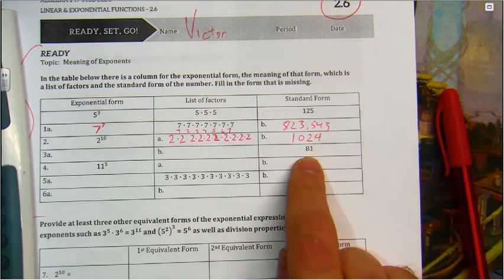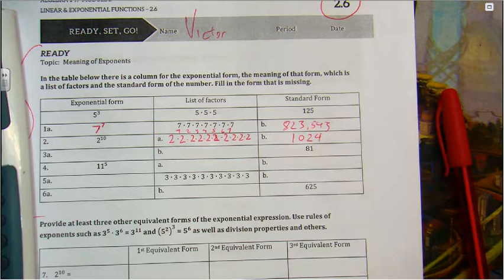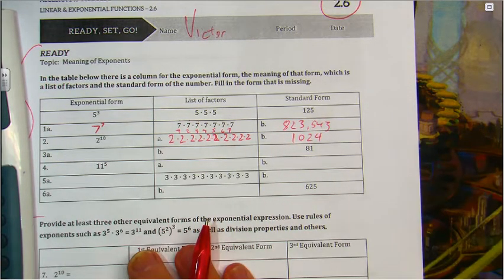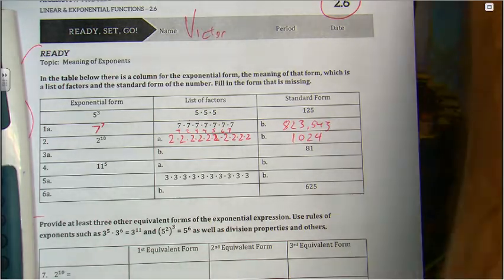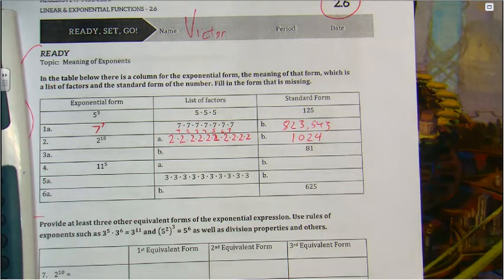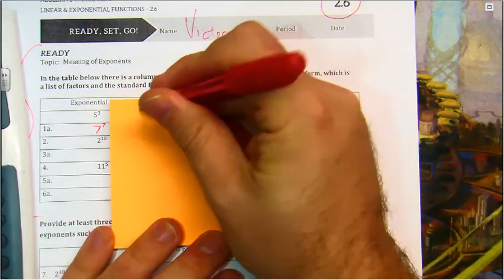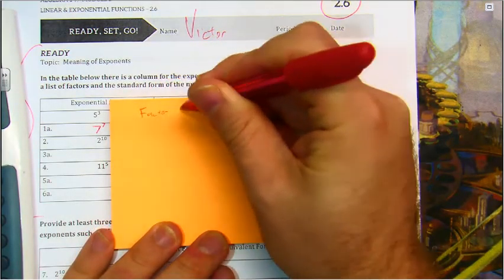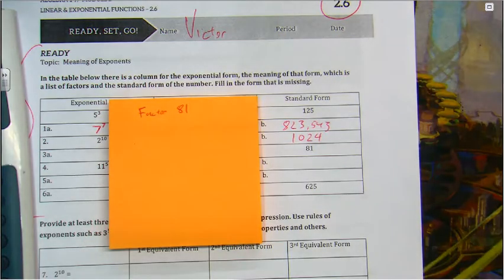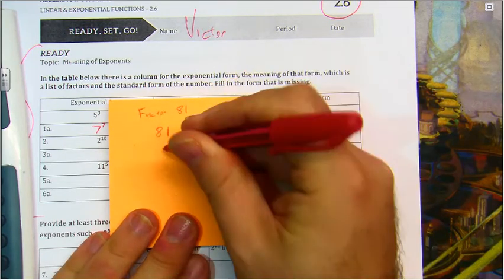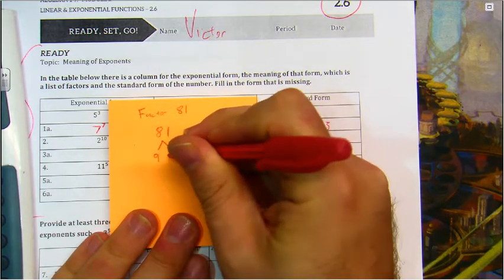So now we have 81. It's kind of tough when we're given a number over here. We have to kind of work backwards to figure out what it could be. Whenever we're trying to figure it out, essentially what we're doing is we're factoring. So we want to look at what multiplies to be 81. Well, I know 81 is 9 times 9.